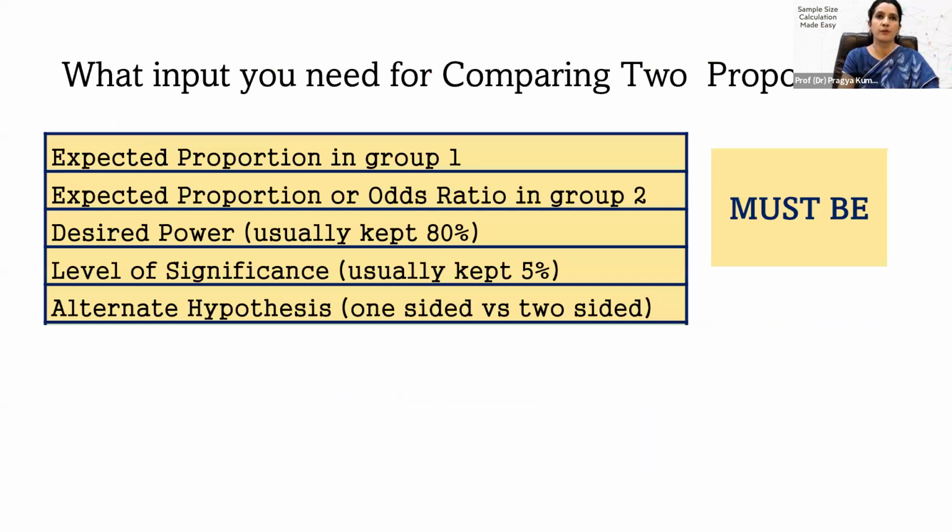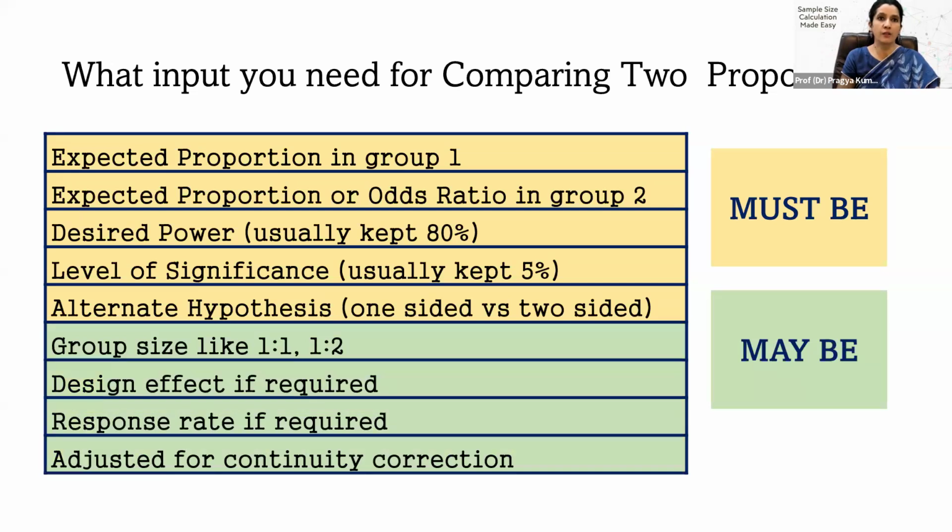Now, what input do we need for comparing two proportions? We need the expected proportion in group one, the expected proportion or odds ratio in group two. So here comes the concept of odds ratio, and then desired power also. Desired power, as we have discussed, we usually keep at 80%. The level of significance, we keep as 5%. And depending on the hypothesis, whether it is a one-sided or a two-sided hypothesis, generally we keep a two-sided hypothesis. So these inputs are a must.